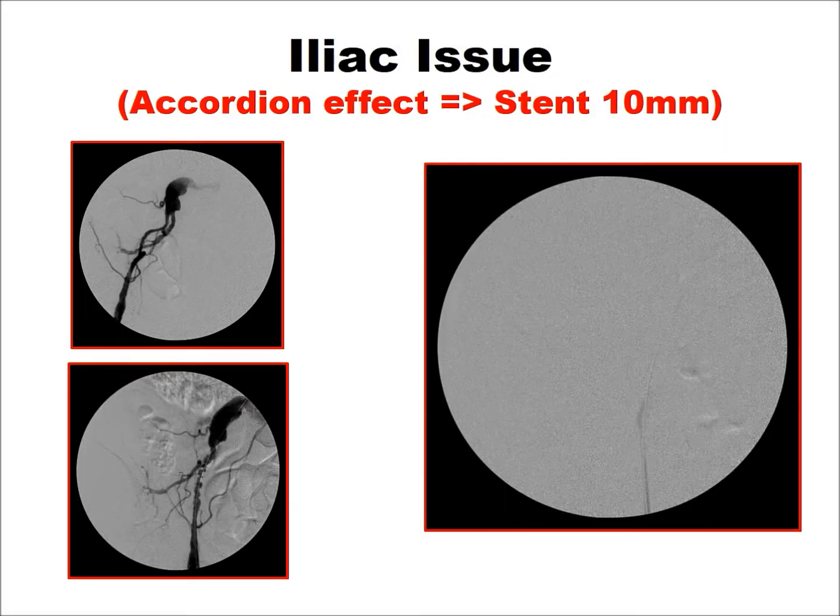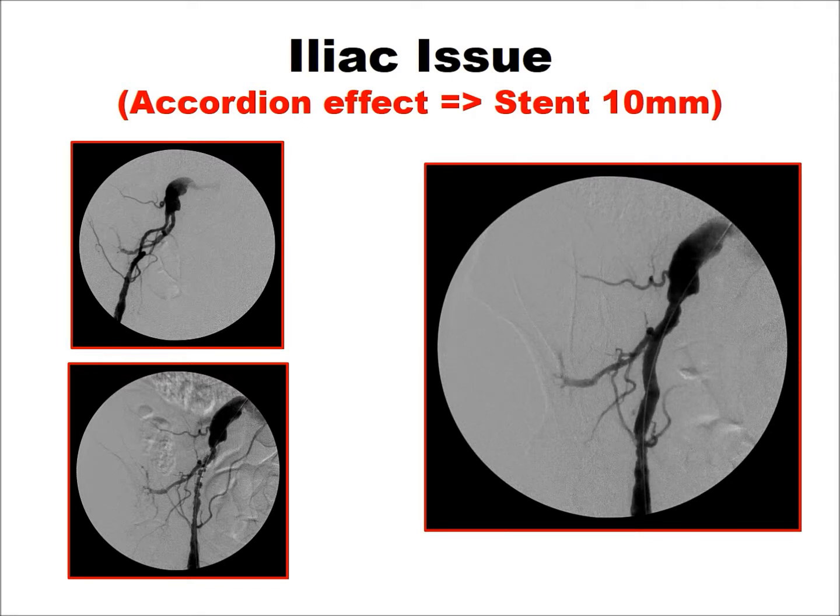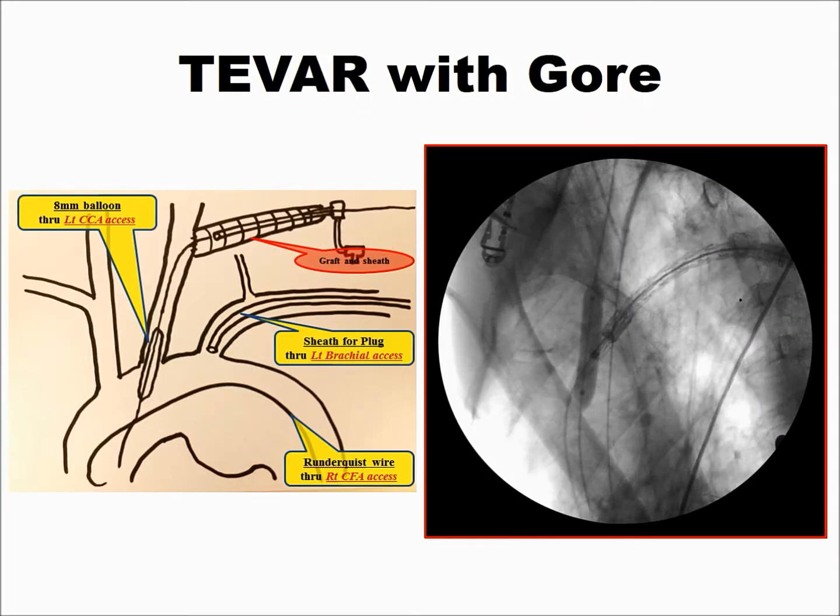As you can see, the right external iliac artery was too small, about the size of 6 mm. I did PTA and stenting with a 10 mm stent. And I made an anastomosis of graft to the left common carotid artery. This is a schema of my Zone 2 TEVAR.